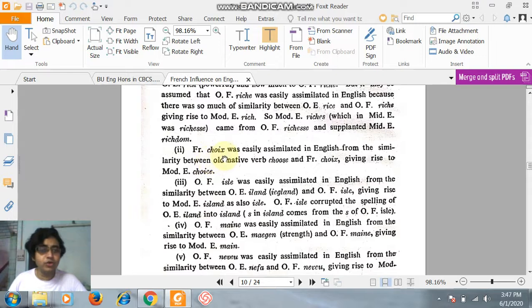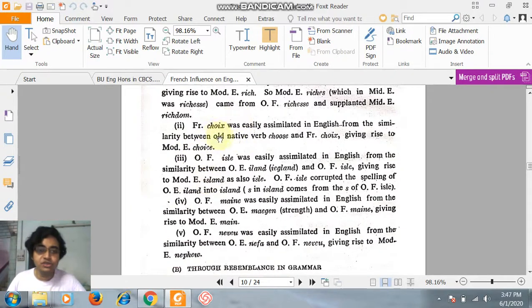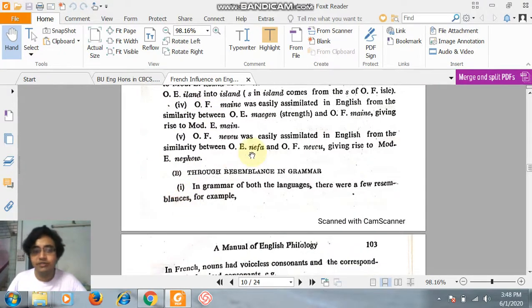For example, French choice was easily assimilated in English from the similarity between the native verb choose and the French choice, giving rise to the modern English spelling choice, C-H-O-I-C-E, while the French spelling was C-H-O-I-X. For example, Old French isle, I-S-L-E, was easily assimilated into the English language from the similarity between Old English island and Old French isle, I-S-L-E. S remains completely unpronounced or silent. And from this, I-S-L-A-N-D, island, Old English island, is created.